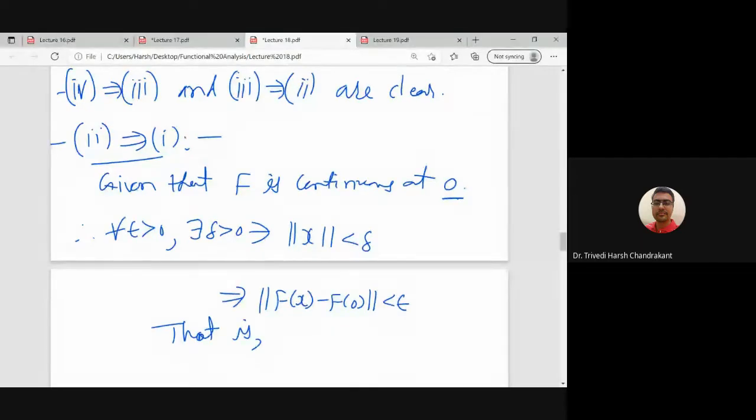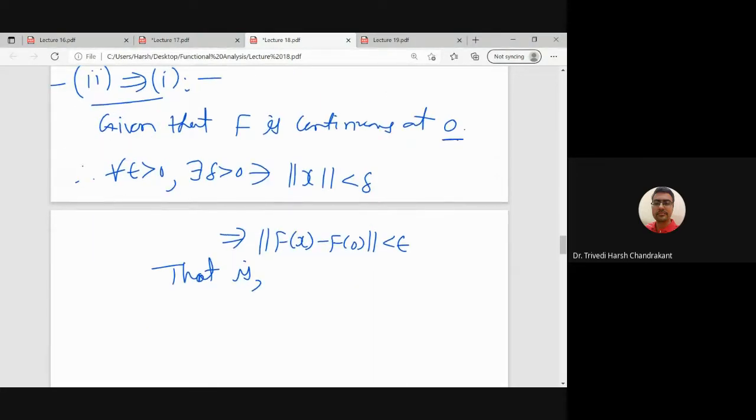So you must have seen one result in linear algebra that every linear function has f of 0 equal to 0, right? Every linear transformation maps origin to origin, or zero element to zero element. So since f is a linear function, f of 0 is 0, and the last condition becomes norm of f(x) is less than epsilon.